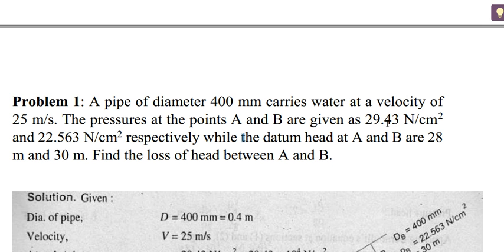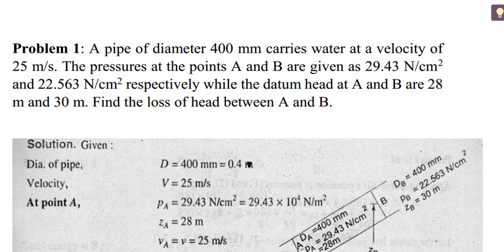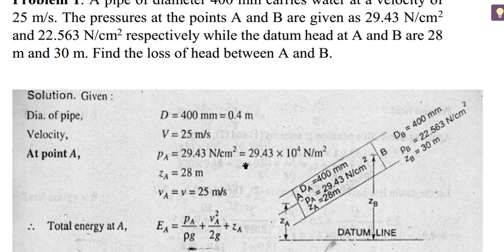So the pressures at point 1 and point 2 are given. Diameter of the pipe is given. Velocity is given. And then datum is given. Since the pipe diameter is constant, it's not varying, the velocity at point 1 and point 2 will be the same. So we can consider only pressure forces and force due to datum.